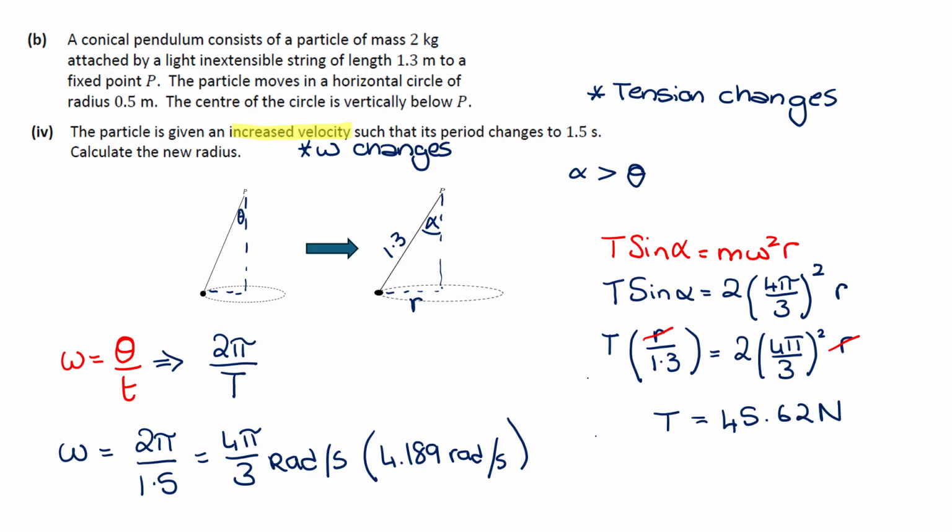And now we're able to go forward and get our radius. To do that, we're going to use our T cos theta is equal to, so this was our forces up equal our forces down. So that's going to be our mg. So that's going to be 45.62 times cos. So our cos in this case, we can do a bit of work.